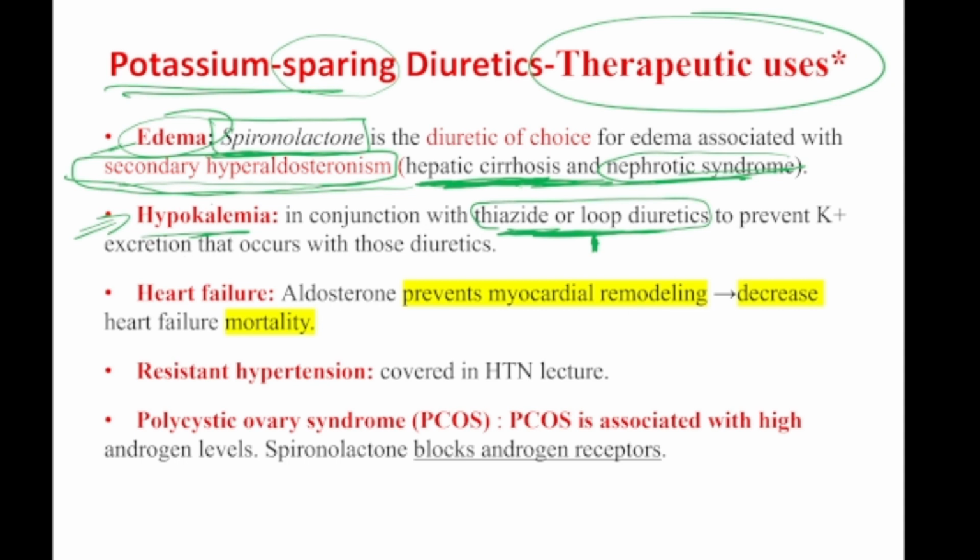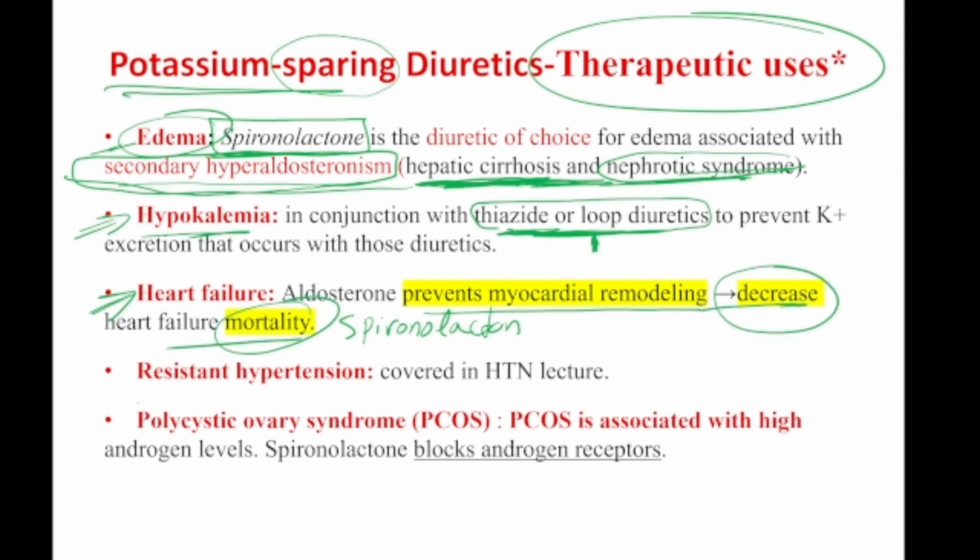This medication, spironolactone, is prescribed for patients with heart failure, especially spironolactone, and prevents cardiac remodeling and decreases mortality. So we start talking about mortality here. This medication could be prescribed for patients with resistant hypertension, and we cover this in the lecture on hypertension. So I refer the students to the lecture on hypertension for more information.